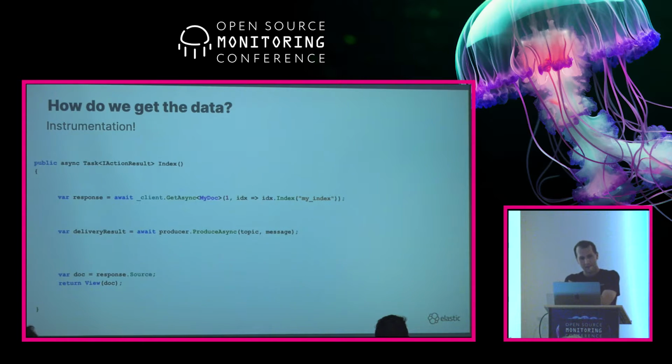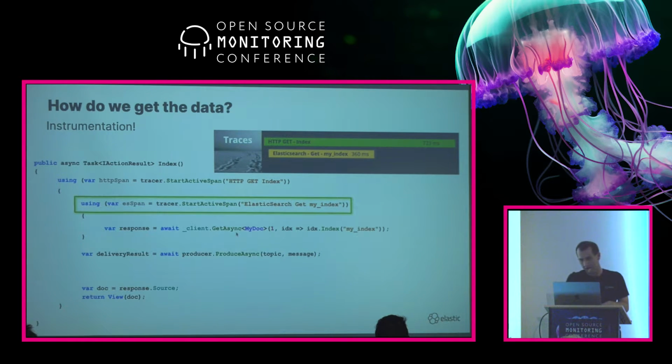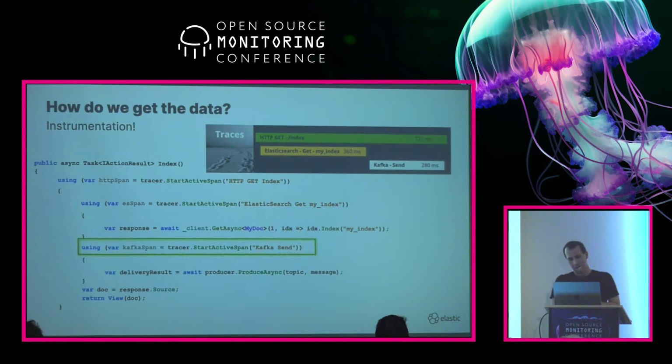So here we have this code from the previous slide, and what you can do is just have some API. What I'm using here is the OpenTelemetry API, and create those spans manually. In this part, we just create a span for the HTTP call that will have a name, HTTP get index, because we know that this is the index method, and then it will have a duration. And then we have a call to the Elasticsearch instance. Again, we create a span for that with the name. And then we have one for Kafka.